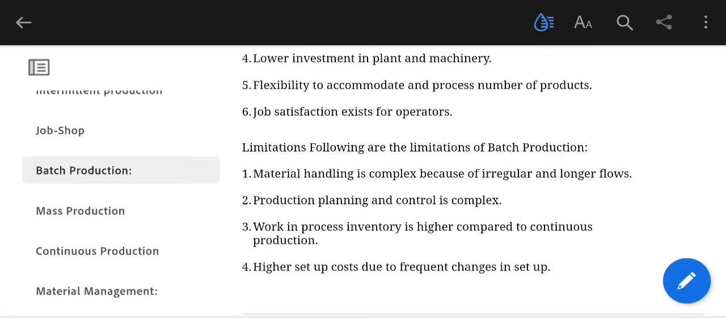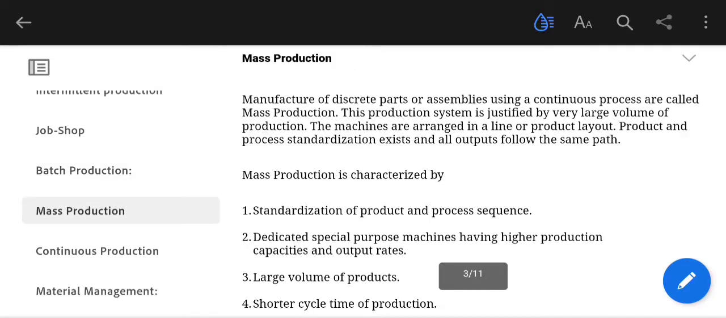Now we are going to see about mass production, what exactly mass production is. Manufacture of discrete parts or assemblies using a continuous process is called mass production. This production system is justified by a very large volume of production. The machines are arranged in a line or a product layout. Product and process standardization exists and all output follows the same path.